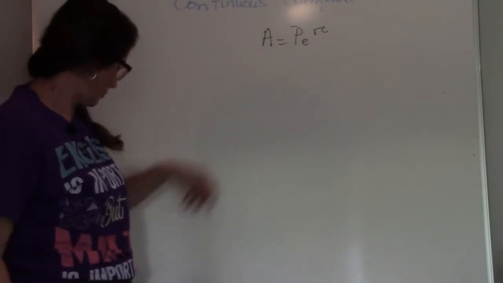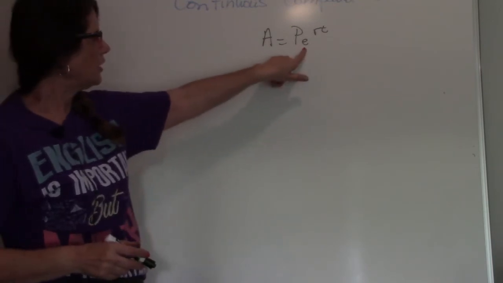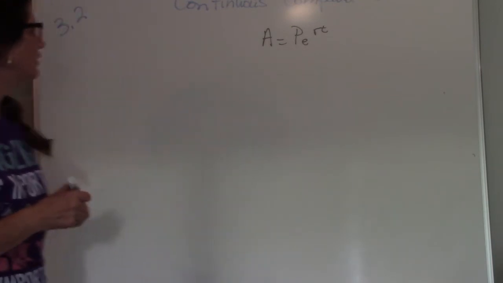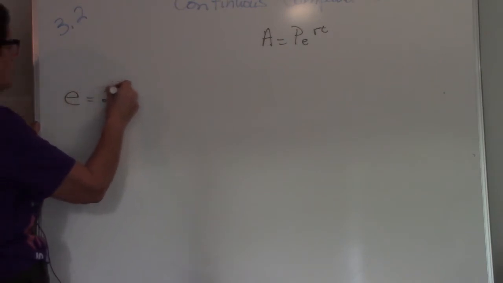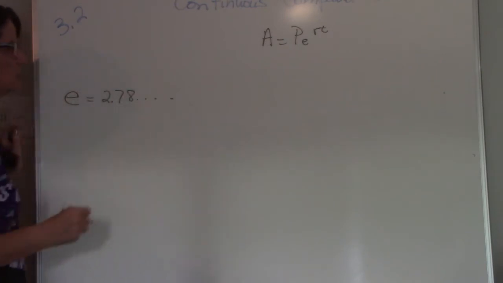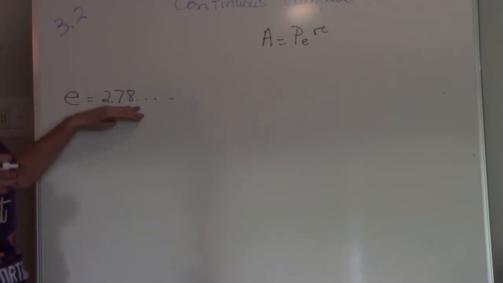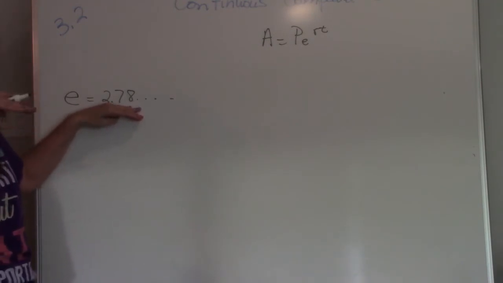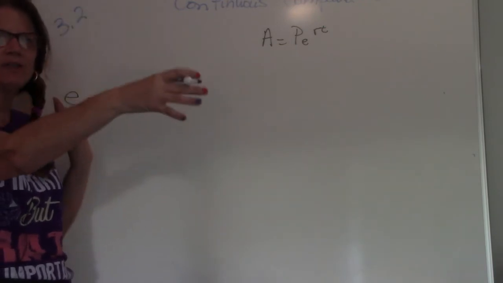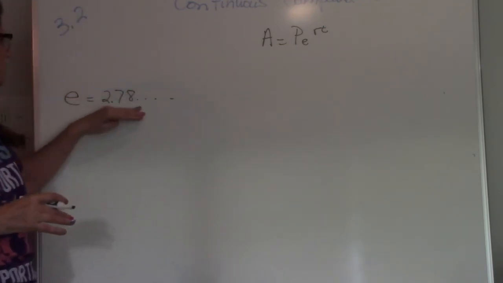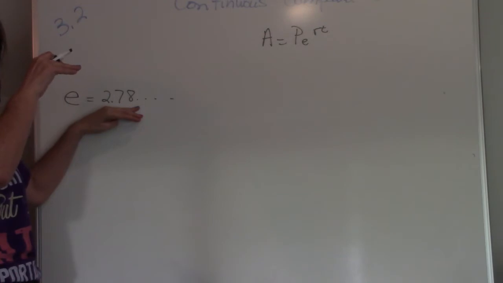If you remember, when we were talking about exponential functions, the number e is an irrational number, 2.78, and it continues on forever. So it can only reach a certain level. When you say continuous, it doesn't mean an infinite continuous. It's continuous up to a certain amount, okay?